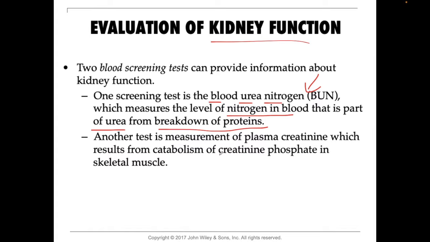The other is creatine or creatinine. It's another test, a measurement of plasma creatinine, which is a result from the breakdown, or catabolism, of creatine phosphate in skeletal muscle. So if there is creatinine showing up, then there is a degree of skeletal muscle breakdown. And if skeletal muscle breaks down, you're going to have protein passing through. And we don't want proteins passing through into the urine. We don't want those large proteins to pass.